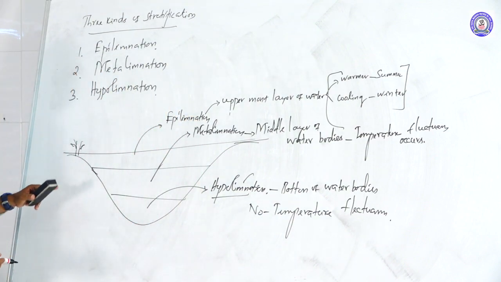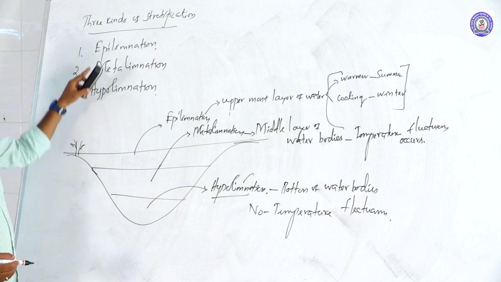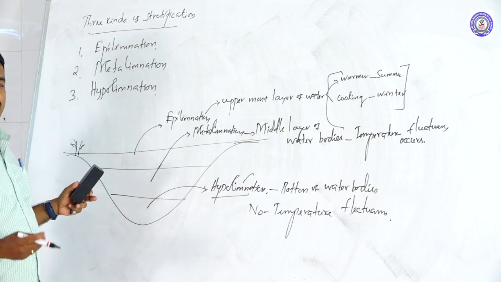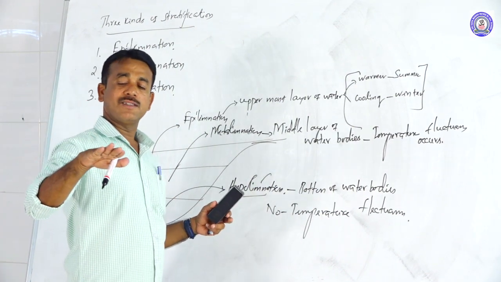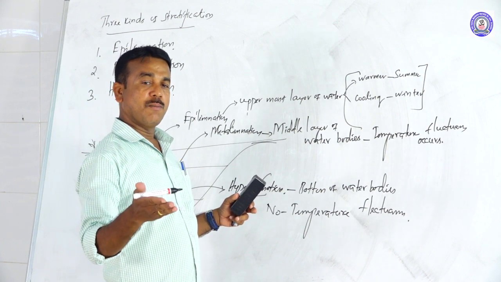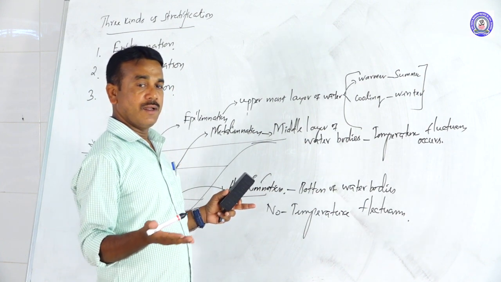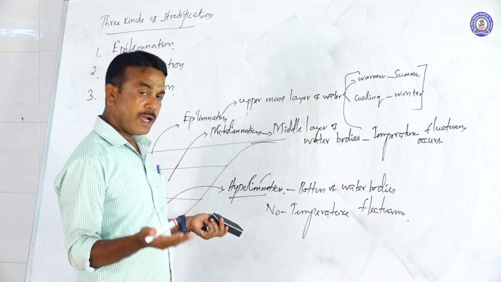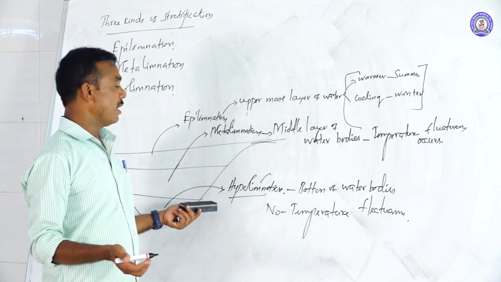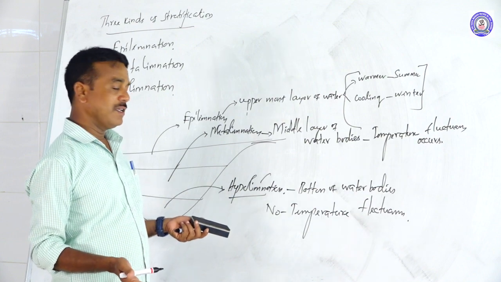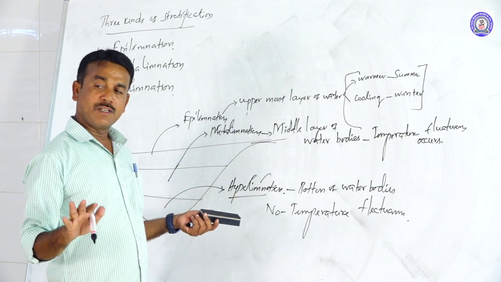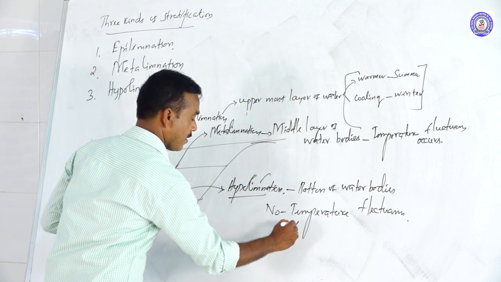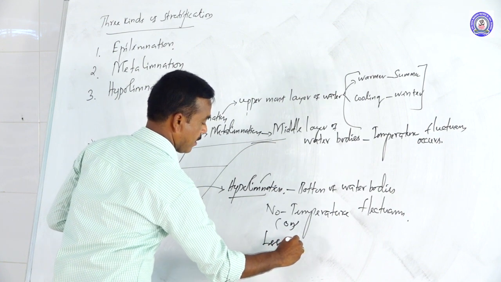So based on stratification, water bodies can be classified as epilimnion, metalimnion and hypolimnion. Epilimnion is the uppermost layer of water bodies, which is warmer during summer and cooling during winter. The middle part is commonly called metalimnion, where water temperature fluctuation happens. Hypolimnion is the bottom of water bodies. Here generally there is no temperature fluctuation, or sometimes, if it occurs, less temperature fluctuation.